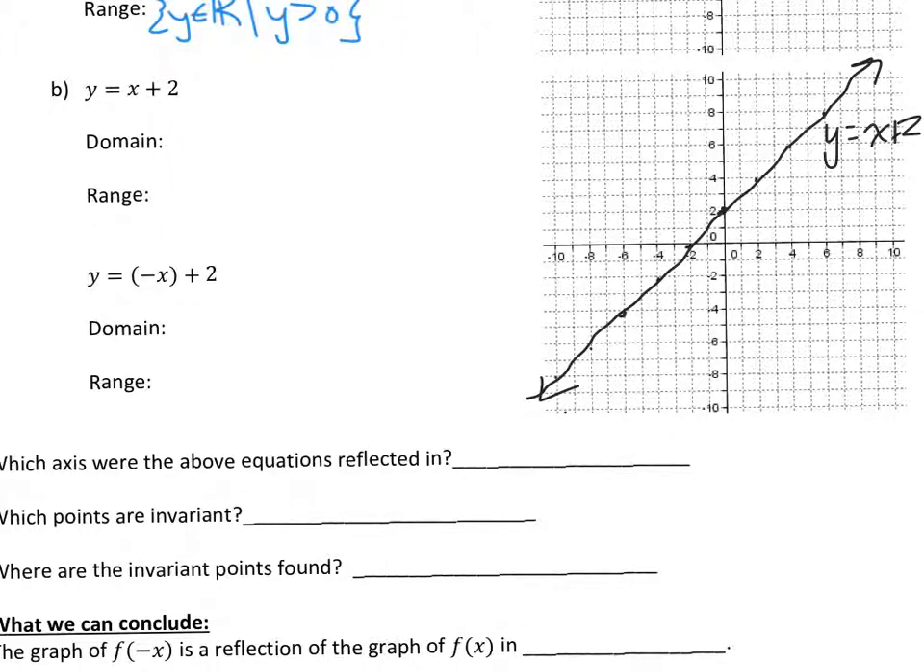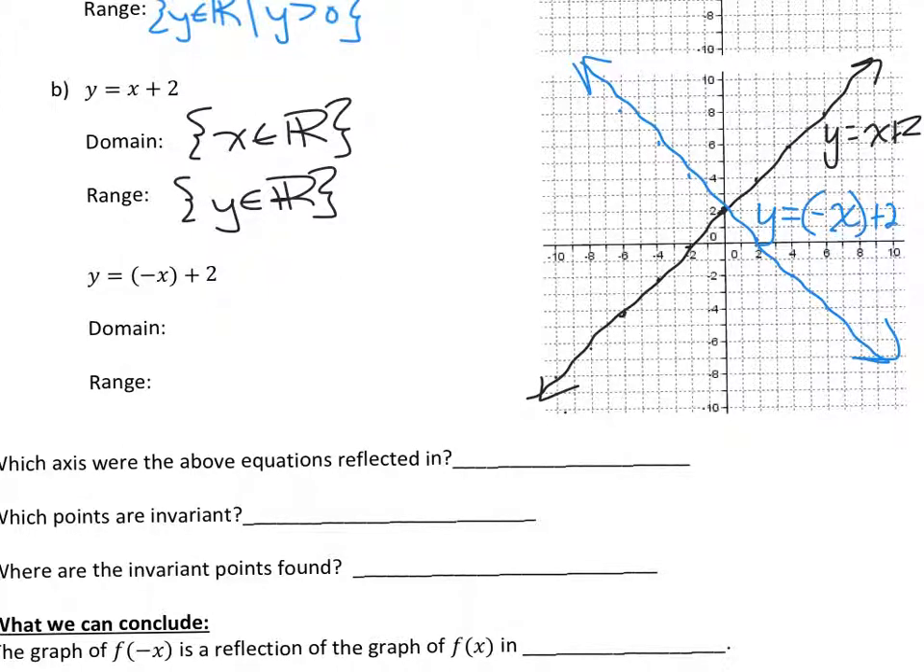So let's state our domain and range. Is there any restriction on what x can be? No. Is there any restriction on what y can be? No. So what happens when I make the x negative? Well, what happens is I now have a negative slope of negative 1 instead of a slope of positive 1.